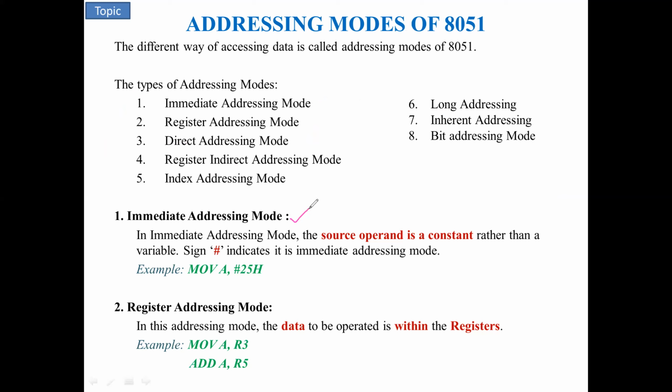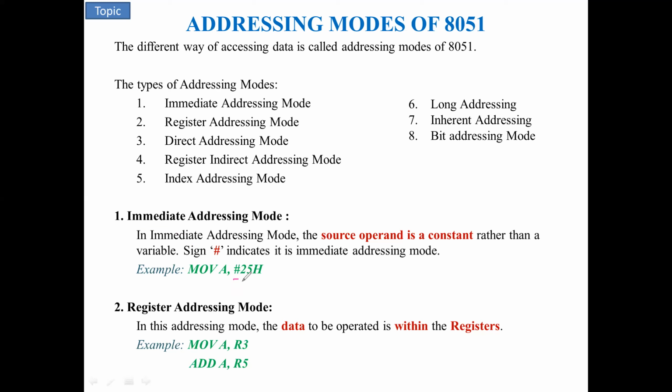What is immediate addressing mode? How does the instruction look for immediate addressing mode, and by that particular instruction, how is the data passed or accessed from one place to another? Let us see. In immediate addressing mode, if you see the instruction, there is a symbol called the hash symbol, which tells you that it is immediate addressing mode. And it is always followed by the hash.